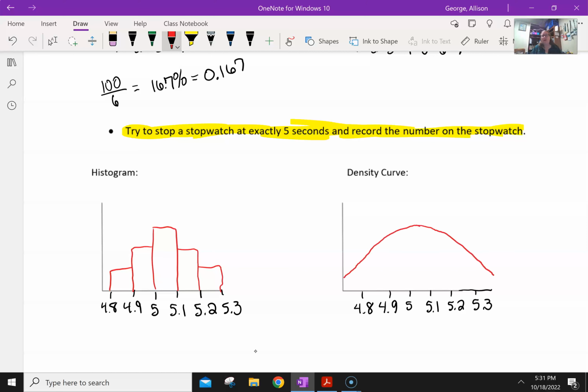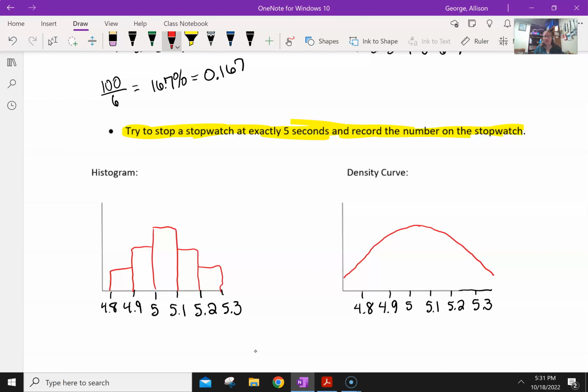The good news is on the AP exam, they don't care how lopsided it is. As long as your labels are correct, you're good. But this would be a density curve for that relative frequency histogram on the left. So we've smoothed it out, we've taken the shape, and we've gotten rid of all the bars.